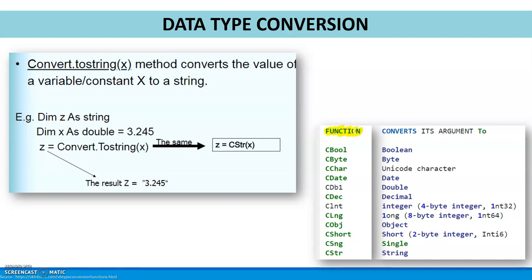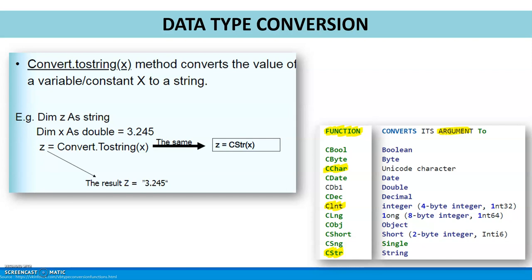In VB.NET, VB provides many functions by using which you can convert your data. For example, CSTR means if you want to convert some data into a string, you can use CSTR. CINT means convert it into integer. CChar means convert it into char, and you can simply do it by providing the argument.